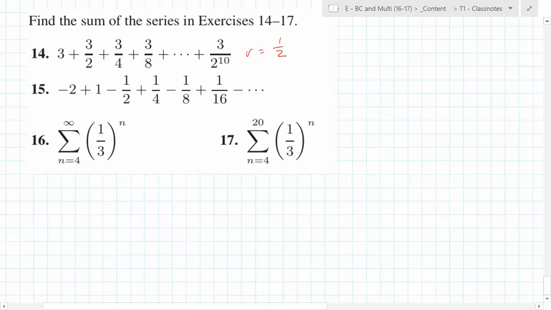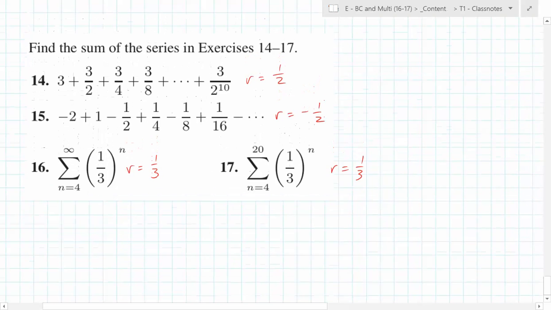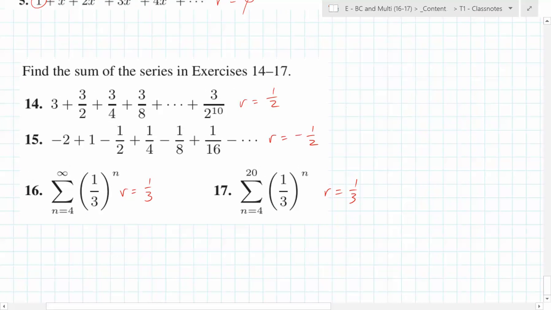I think it's 1 over 2, right? Yes. What's the ratio here? Negative 1/2, right? And what's the ratio here? 1/3. And what's the ratio right here? 1/3. Excellent. So you have ratios. They're nice. They're all absolute value less than 1, so maybe they do something nice.